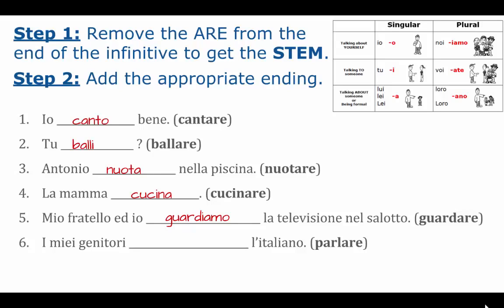And the last one, number six, I miei genitori, and the verb is parlare, so I want to say my parents speak, and the rest of it is italiano. So my parents speak Italian. In order to conjugate the verb parlare to match with my parents, I'm going to need the loro ending, since I'm talking about them. So I take off my are, I'm left with parl, and I add my loro ending, which is anno, and I get parlano. I miei genitori parlano l'italiano.